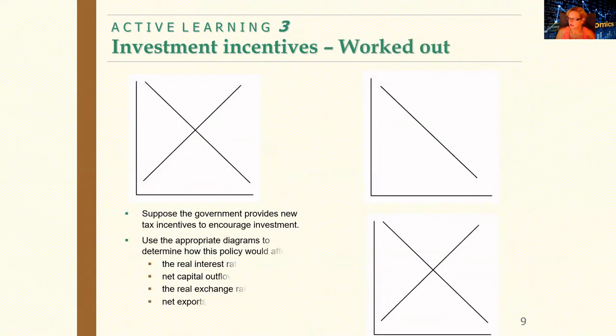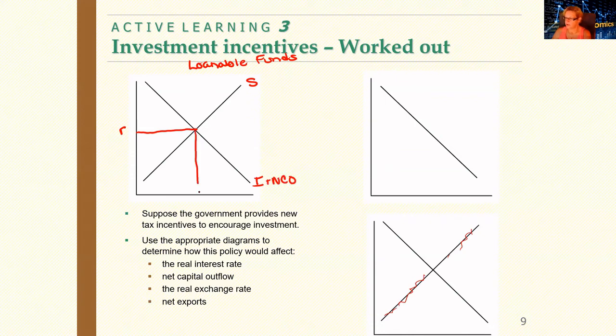Okay. All right, so the first thing I want you to do is erase this, because I want to live with just the downward sloping. Okay, so again, starting in the loanable funds market, here's our real interest rate, loanable funds. Here's our national savings. Here's our investment plus net capital outflow. Here is our quantity of loanable funds.